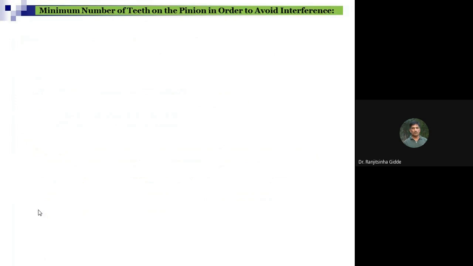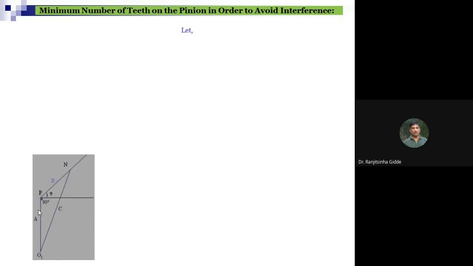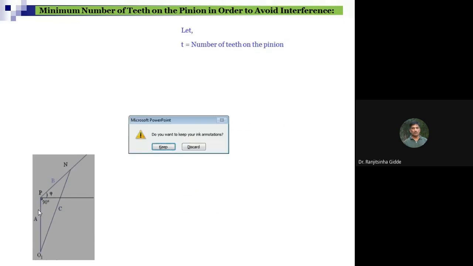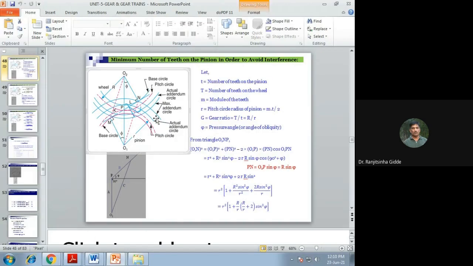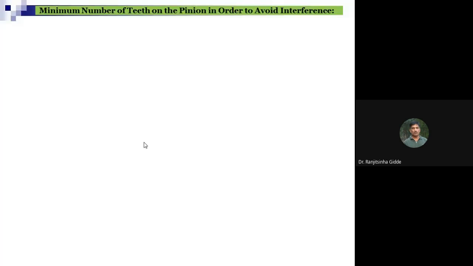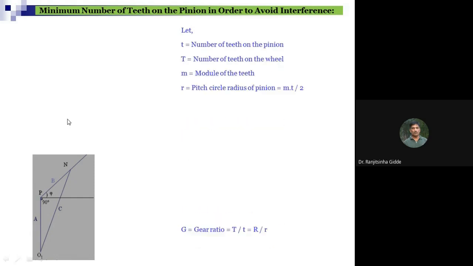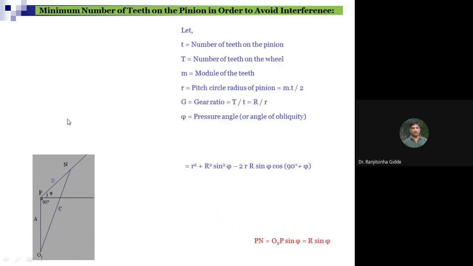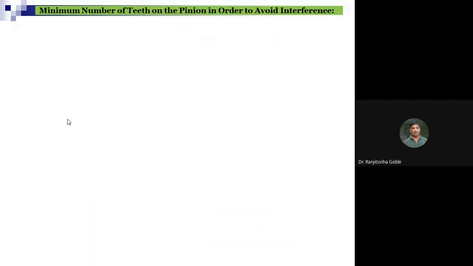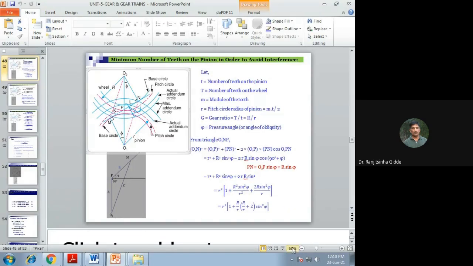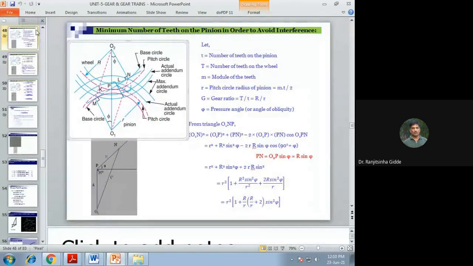Now next you can write, just take down the title. Minimum number of teeth on the pinion in order to avoid interference. Okay.